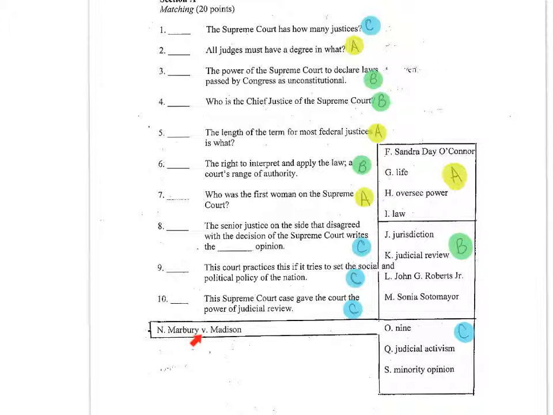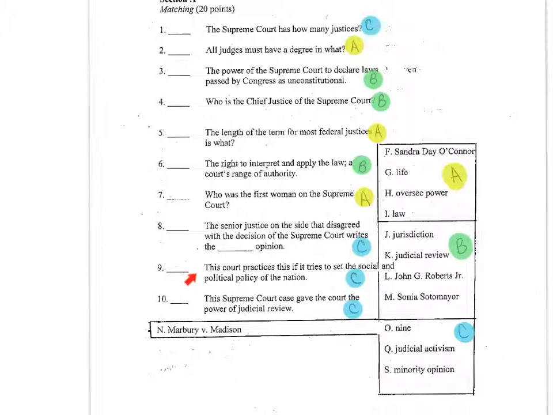Okay. Here's your 4 choices. Marbury versus Madison is N. Again, O is 9. Q is judicial activism. And S is minority opinion. Number 8. The senior justice on the side that disagreed with the decision of the Supreme Court writes the blank opinion. Okay. What opinion does the justice who disagreed with the Supreme Court have to write?